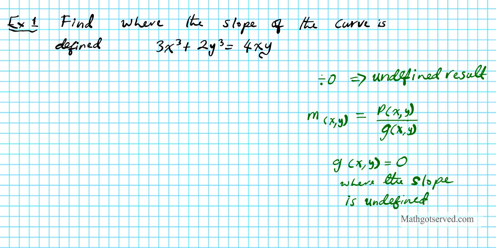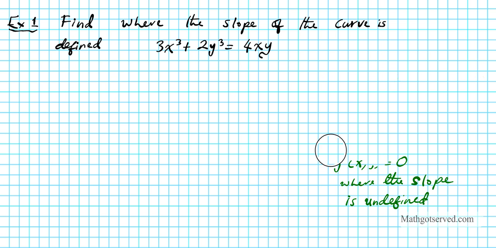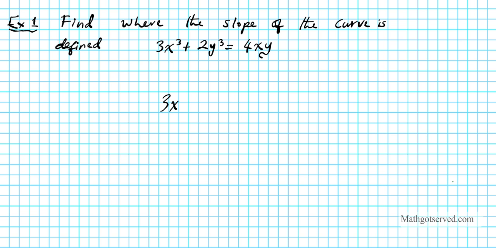All right, so let's go ahead and find the slope of this curve at any point xy by using implicit differentiation first. All right, so let me rewrite this problem. We have 3x to the third plus 2y to the third equals 4xy. All right, so we're going to be looking for dy dx here.